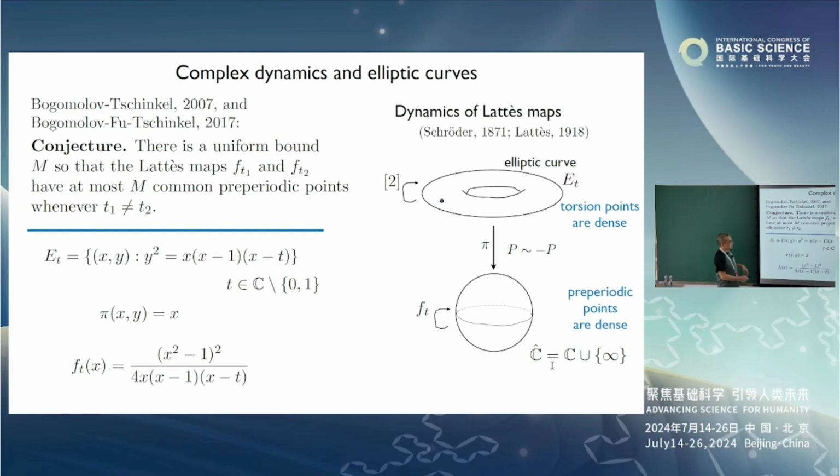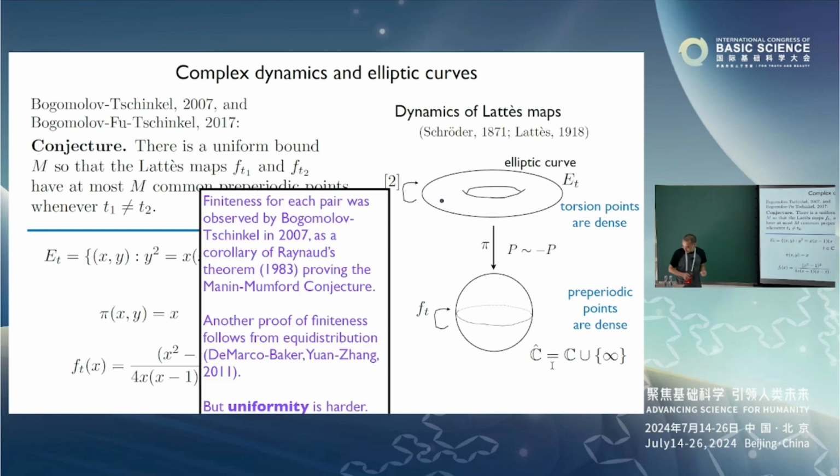Okay, so the torsion points definitely are dense here, right? And then the periodic points are dense on P1. Yeah, you can imagine that they are dense here. And the finiteness of the pair: for C1 not equal to C2, T1 not equal to T2, there are only finitely many of them. This was first observed by Bogomolov and Chinko, and this is a corollary of Raynaud's theory, the uniform Manin-Mumford. And the other proof of finiteness follows from the experiments of Becker, DeMarco, and Yuan and Zhang, by just looking at the overlap of the common preperiodic points.